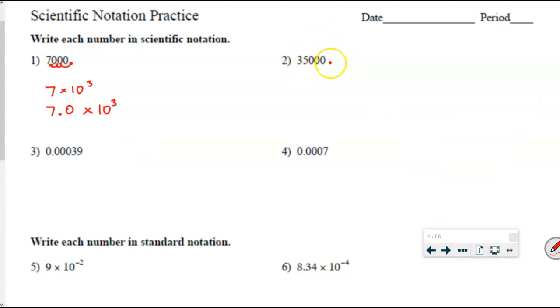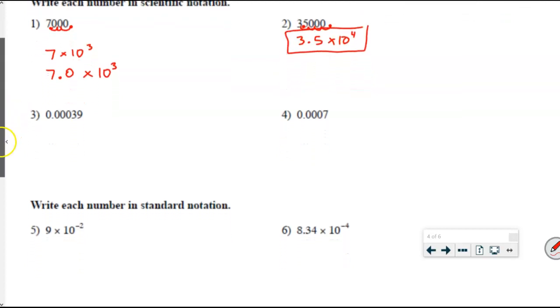This is where the decimal place currently is. I need it to get to here. That will leave me with 3.5, and 3.5 is between 1 and 10. So 3.5 times 10 to the, looks like if it started here and I'm moving it 1, 2, 3, 4 times, that would be 3.5 times 10 to the 4th power.